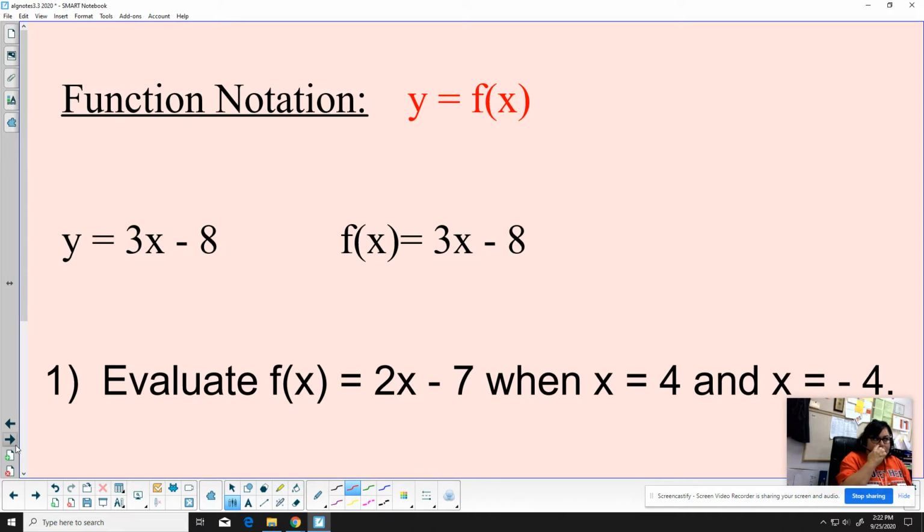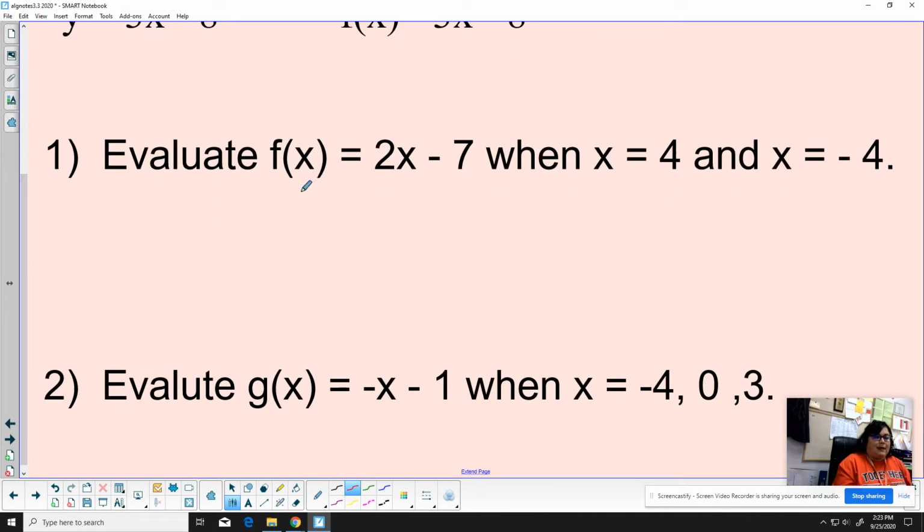So function notation is the same. y and f of x are the same thing. So when we have the equation y equals 3x minus 8, which is linear, we can write that also as f of x equals 3x minus 8. These two are like synonyms in English. They mean the same thing. And function notation is just a helpful way of plugging things in for y.